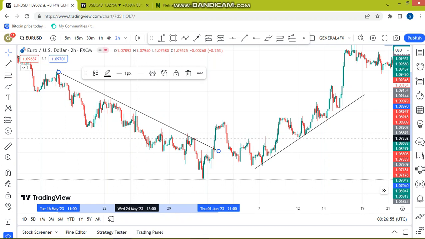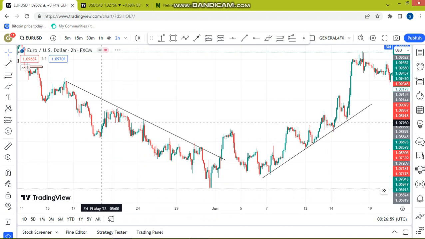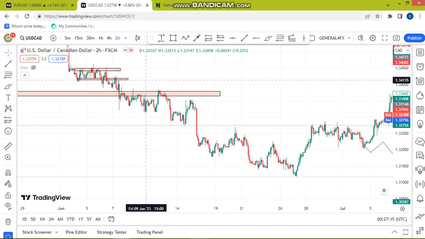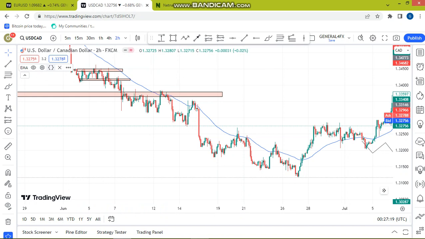So we've spoken about the first one, which is support and resistance, and the second one, which is the trend line as a pullback. The third one, let's go to USD CAD, which is the moving average. I'm going to be using the 50 moving average, and as you can see here, I'm using the 50 moving average. Let me quickly show you guys.